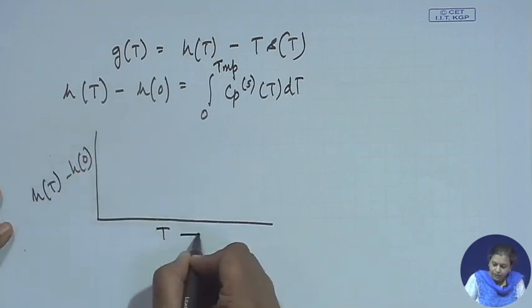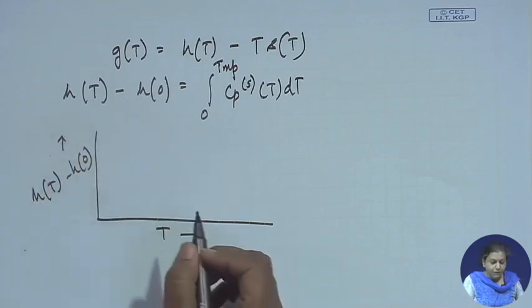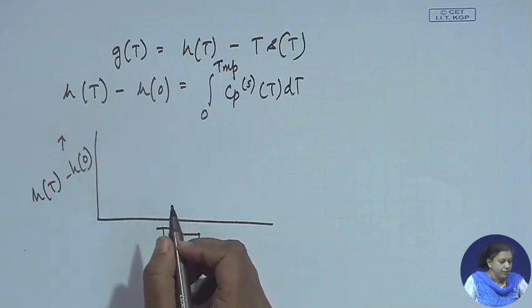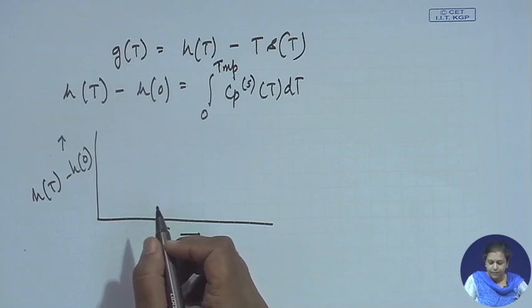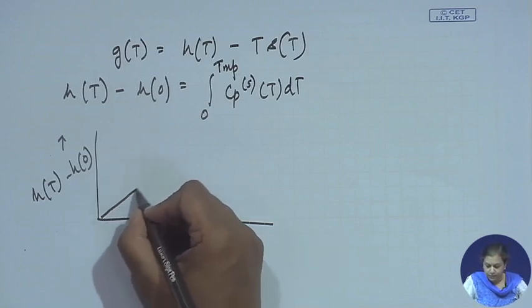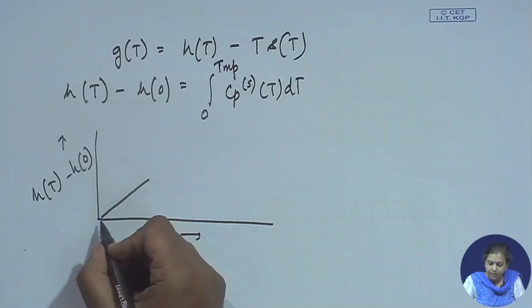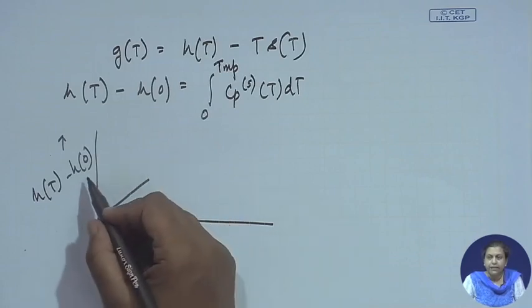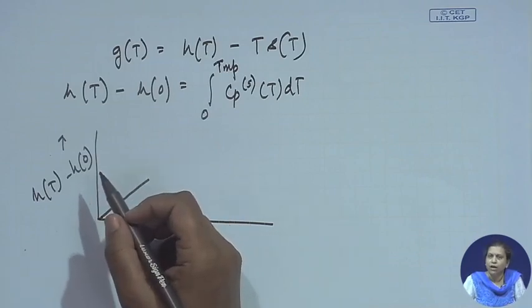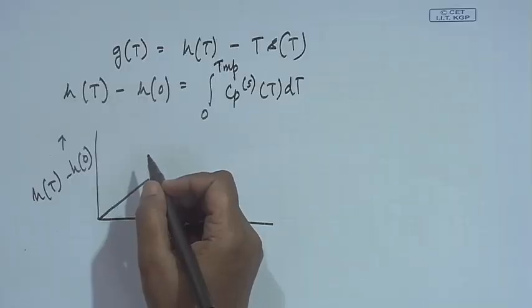Now, for this particular substance, if we try to plot H_T minus H_0 as a function of temperature, what do we find? Initially the solid gets heated. Since I have plotted H_T minus H_0, it starts from the origin. H_0 is the molar standard enthalpy of the substance at 0 Kelvin and 1 bar pressure. Usually it is the ideal gas enthalpy at 1 bar pressure, where the gas behaves as an ideal gas.